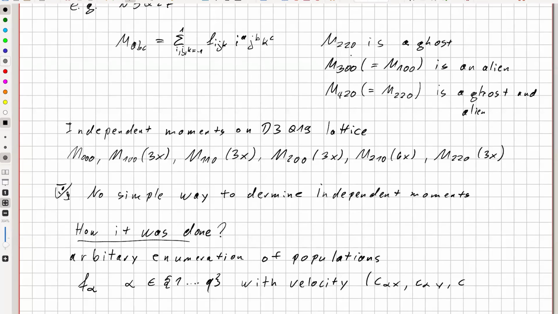do we have to leave the building? No, okay, c_alpha z. So this is the velocity. So we have a vector of the velocity for each direction. So we have an arbitrary order, but what direction we have is given by this set of velocities.